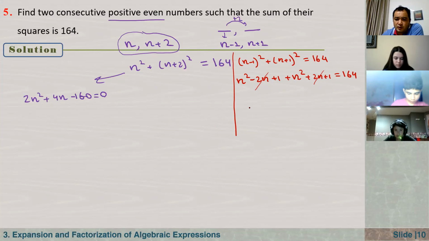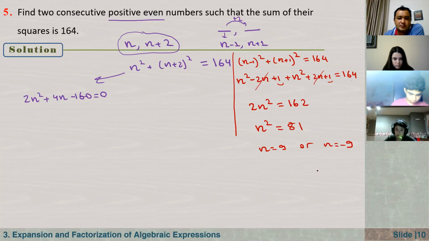N squared plus n squared, that is 2n squared. And here we have 1 plus 1, 2. Take it to the right-hand side: 164 minus 2, that is 162. If you divide both sides by 2, we have n squared equals 81. And what number squared is 81? So n equals 9 or n equals negative 9.